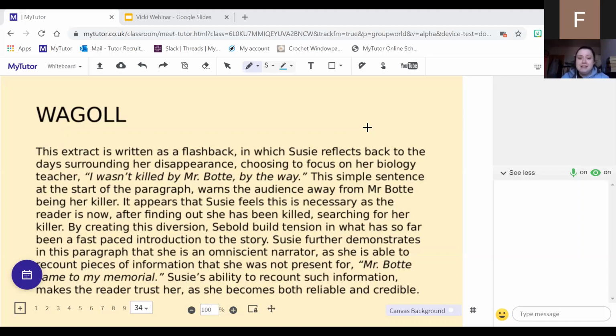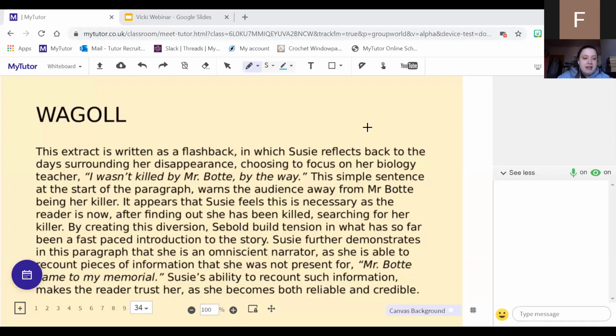I'm not going to analyse the simple sentence in sort of a language way. I've just thrown it in there. So I'm saying why it's there, not why it's effective in terms of it being a short, simple sentence. So it appears that Susie feels this is necessary as the reader is now, after finding out that she has been killed, searching for her killer. By creating this diversion, Sebald, so I'm using what I've been told in my context, Sebald builds tension in what has so far been a fast-paced introduction to the story. So I've talked about tension and I've talked about pace.